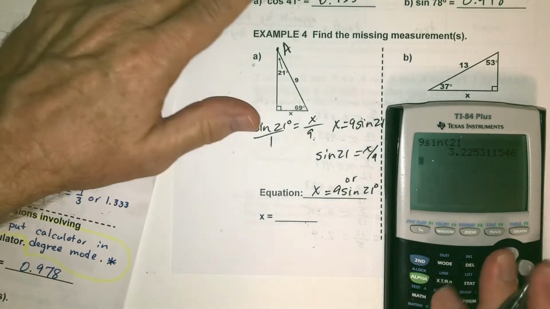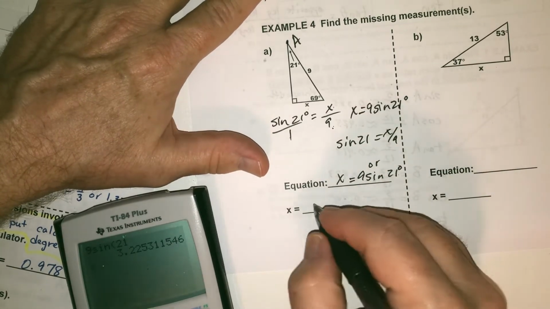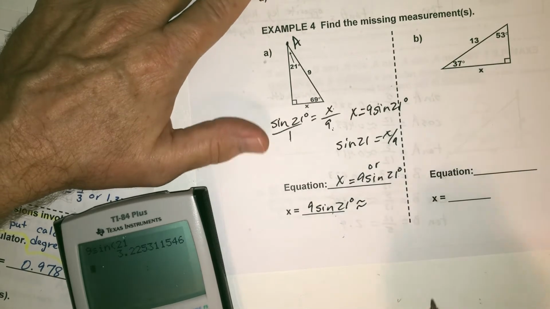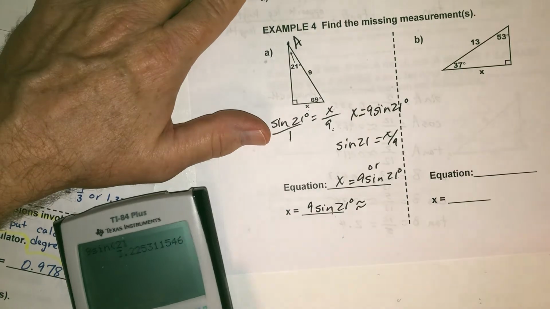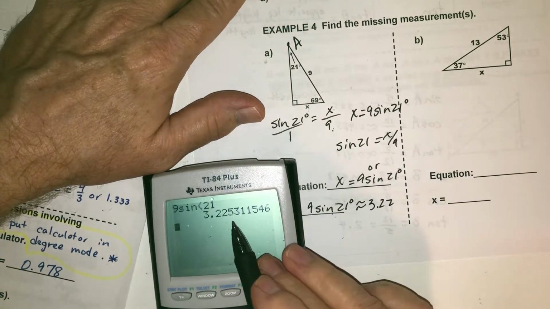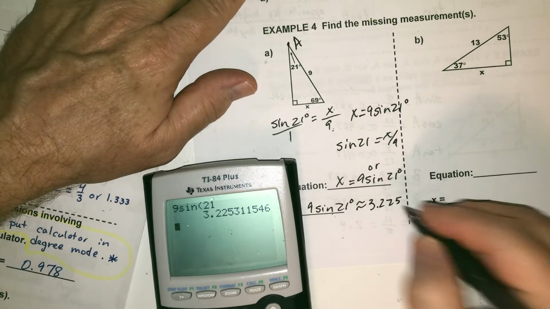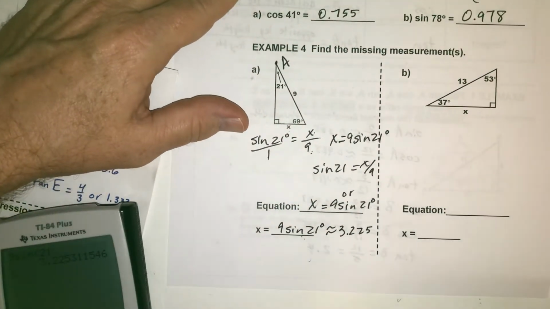And that tells me that x, and when it says equals, I'm going to put that exact. It's 9 times the sine of 21 degrees, and then I'm going to approximate it because it didn't tell me to, but you should be doing that anyway. To the nearest thousandth, that would be 3.22. Would that 5 stay a 5 or go to a 6? We'll look to the right of it. 3 is one of your smaller digits, so it's going to stay a 5. Okay, all right. Let's move over to part B.